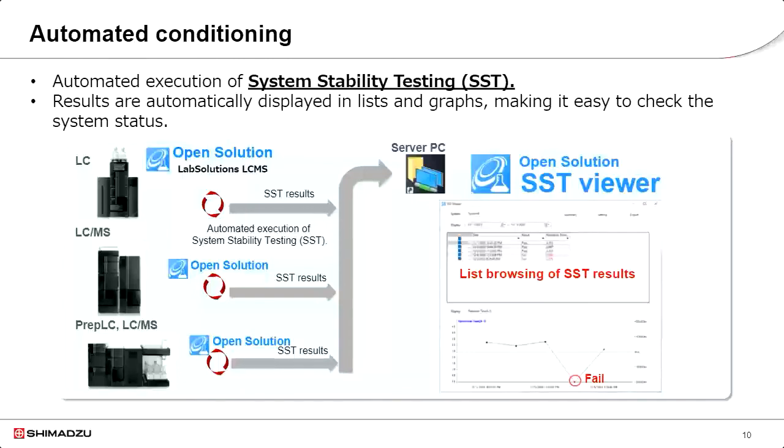By scheduling the SST to run at specified times each day, the results can be automatically organized into lists and graphs, allowing for easy monitoring of the system's condition over time. For instance, as demonstrated in the graph on the bottom right, it becomes easy to observe time-based changes and any anomalies at a glance. Moreover, users can simultaneously review multiple systems, significantly alleviating the burden on equipment managers.